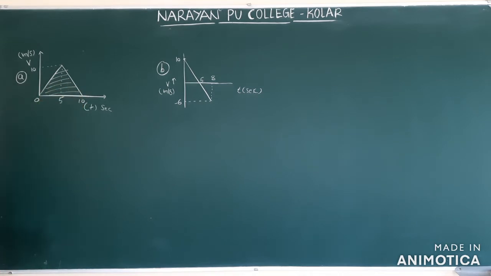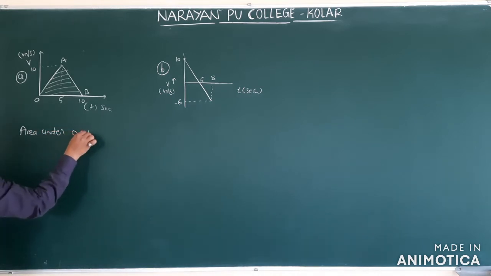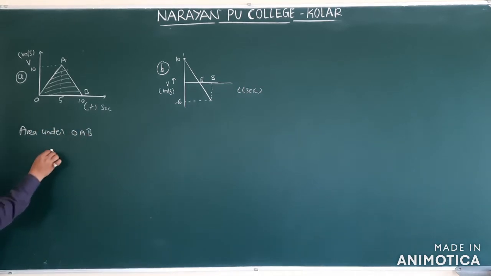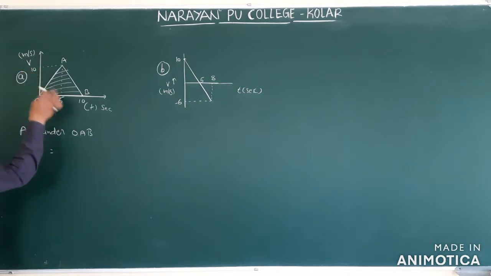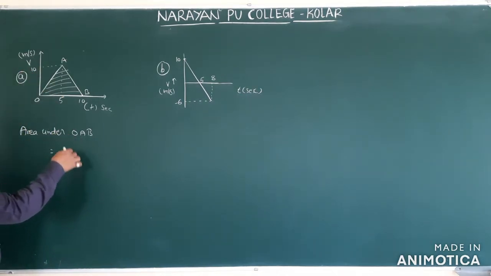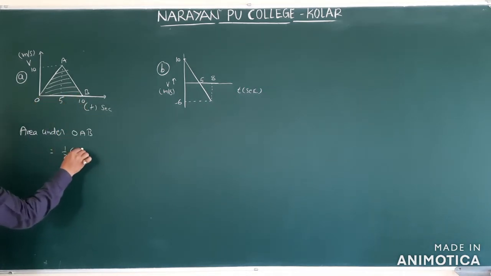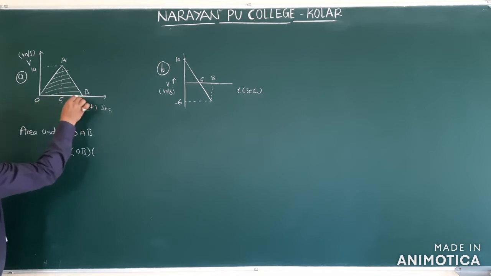So what is the area of triangle formula? This is O, this is A, this is B. So the area under OAB, on a velocity-time graph, gives distance or displacement, we will see. So what is the formula? Half of base into height.